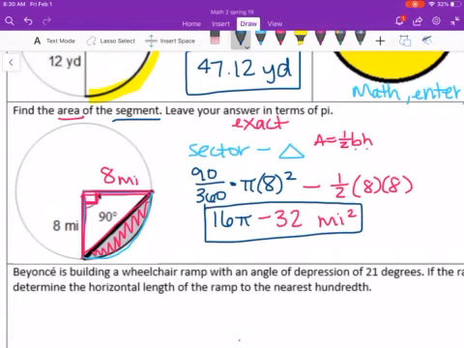So that would be exact. If you wanted approximate, you would just put that into your calculator. But it asks for it in terms of pi, which means exact, so that's how we leave our answer.